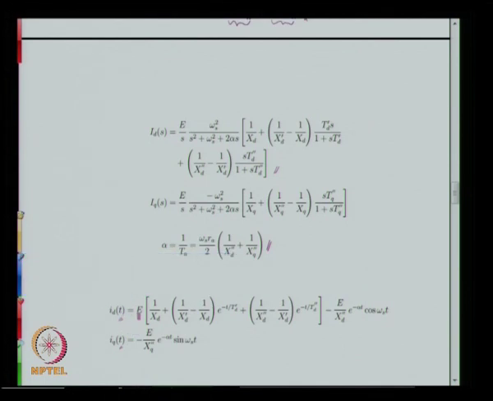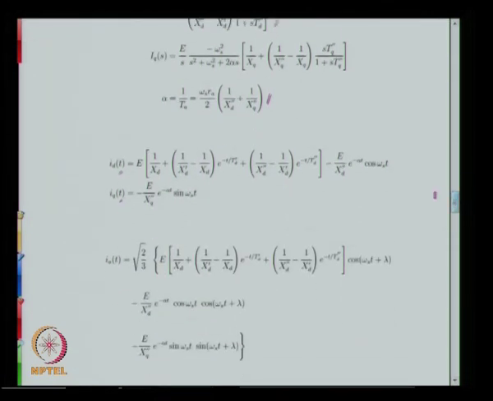That is, id of t is E into 1 over xd plus 1 over xd dash minus 1 over xd into e power minus t by td dash, and then this difference into e power minus t by td double dash, minus E by xd double prime into e power minus alpha t cos omega s t, and similarly iq can be written in this fashion.